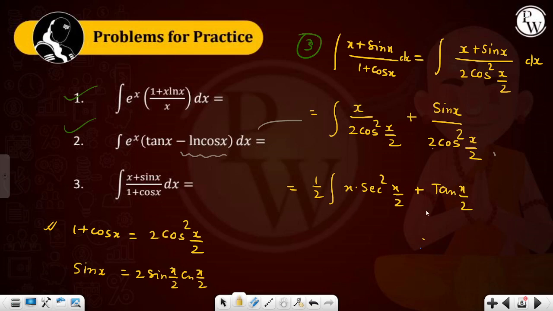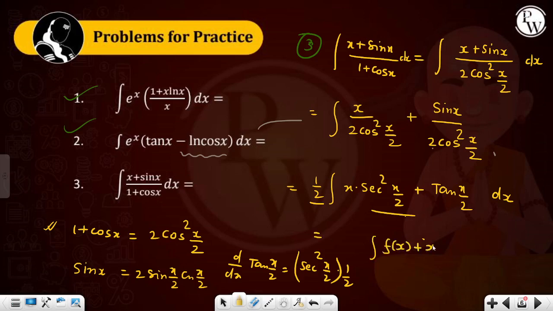Okay. Now differentiation of tan x by 2. What is the differentiation of tan x by 2? d by dx of tan x by 2 is sec square x by 2 into half. See, this is f dash x. So this is actually the integration of f of x plus x f dash x, and its integration is x f of x plus c. So its integration will be x f of x. f of x is tan x by 2. So it will be x into f of x, that is x tan x by 2, plus constant of integration.